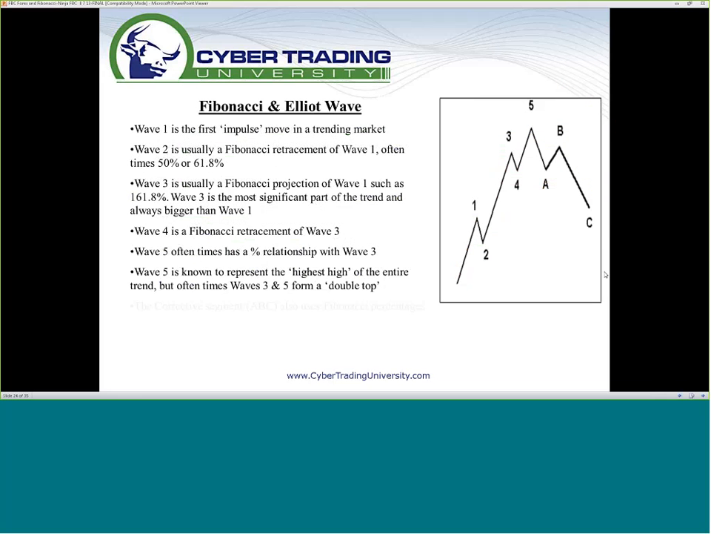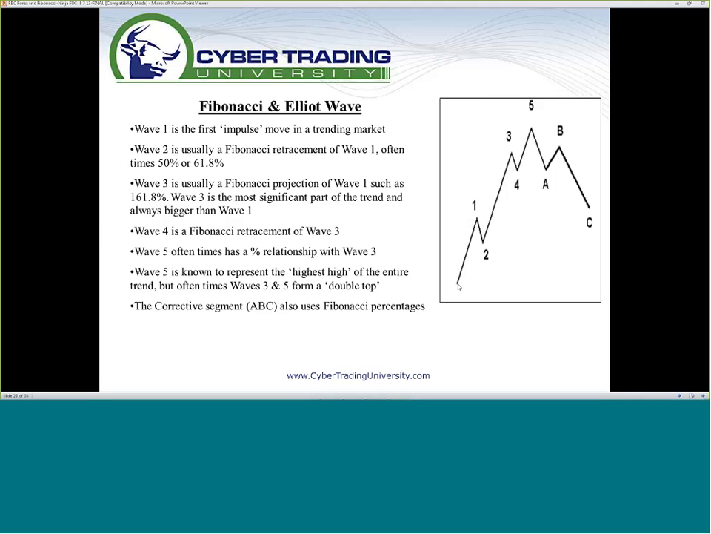Now, here's Elliott Wave and Fibonacci putting all the pieces together. Wave number 1 is the first impulse move in the trending market, like we discussed. It's the lowest low. We look at the lowest low in the chart, and by the way, this also applies if we're talking about a downtrend. I just like to use an uptrend as an example because it's easier to visualize, and most of us think about stocks that go up. So wave 1 is the first impulse move in the trending markets. Wave 2 is usually a Fibonacci retracement of wave 1. Oftentimes I found it's a 50% or 61.8% retracement.